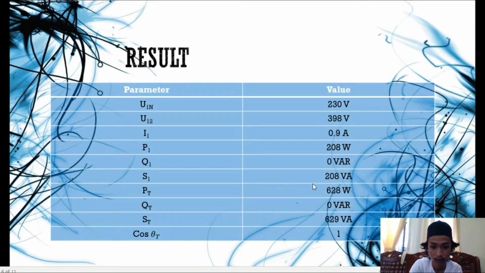So in this experiment we must get all these values and parameters. That's all from me. Thank you.